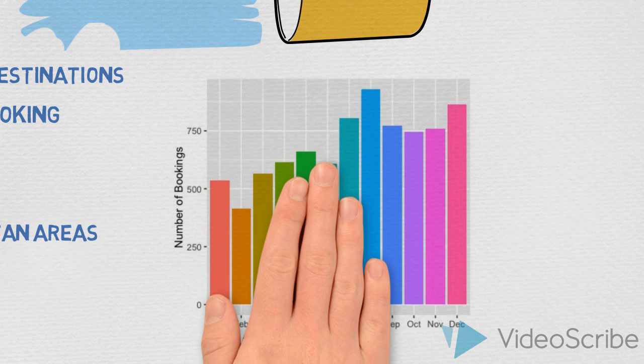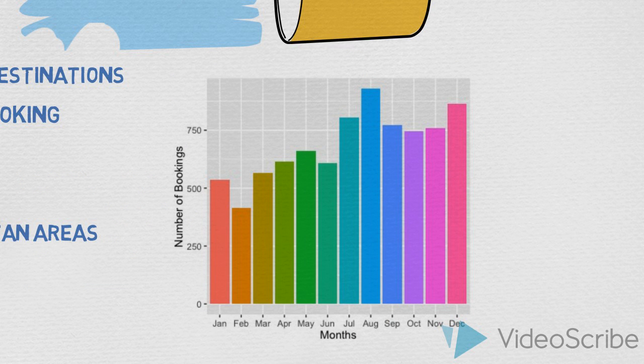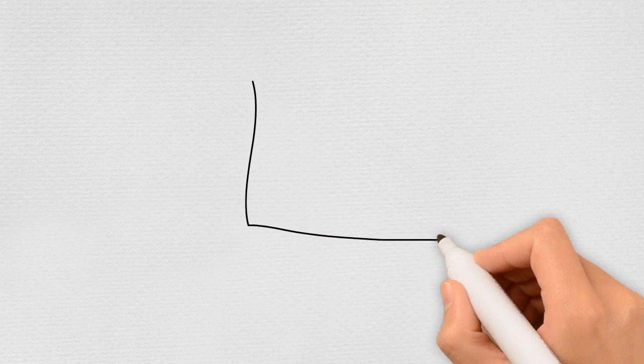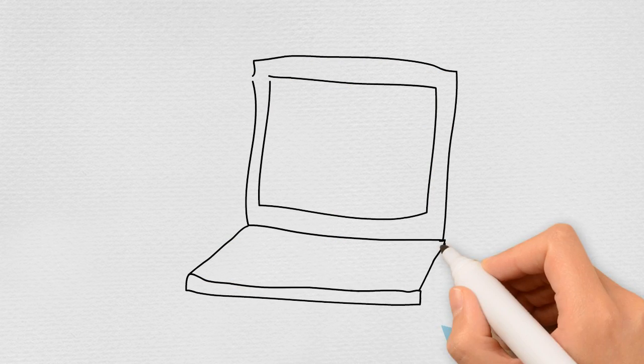Lastly, as you can see from the histogram, which is broken down by bookings per month, August and December are the most popular times of the year to travel.